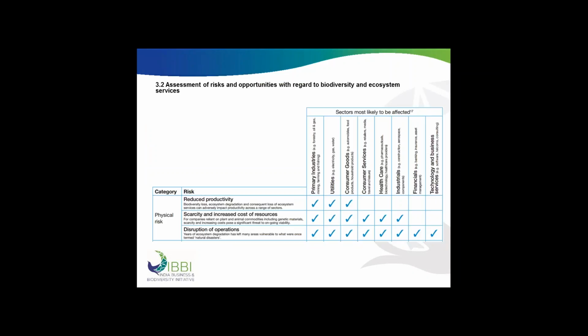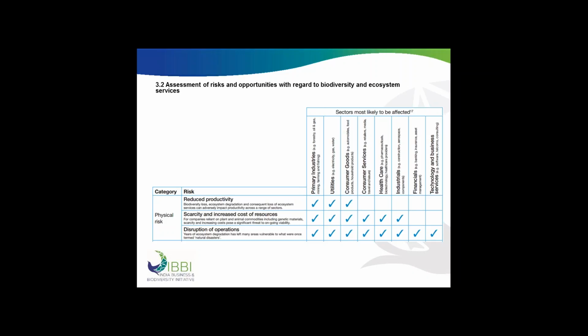Indicator 3.2, which is about assessment of risks and opportunities with regard to biodiversity and ecosystem services, is a step that comes after a company has conducted an assessment of impact and dependency on ecosystem services. Here we have listed a few examples of various kinds of risks and the opportunities that lie along with them.